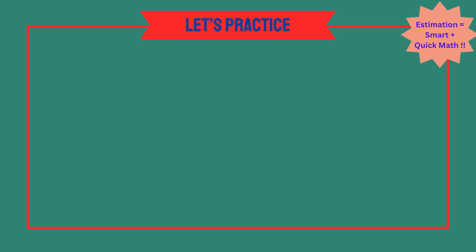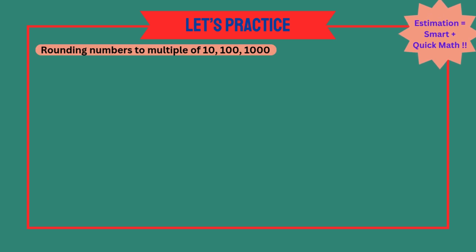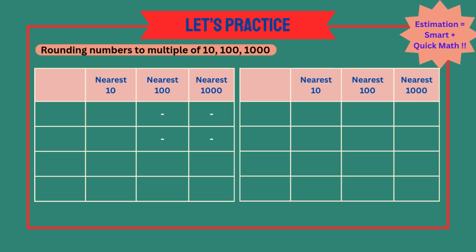Now it's your turn. Round each number to the nearest 10, 100 or 1000. Let's begin. Look at the first number, 44. Take a moment. What will it round to? Let's go to the next one, 85. Will you round it up or down? Think about the last digit.